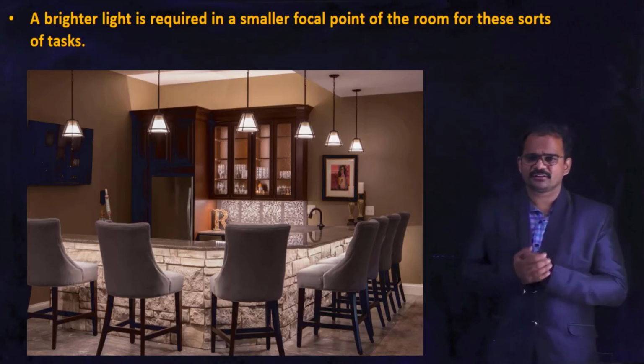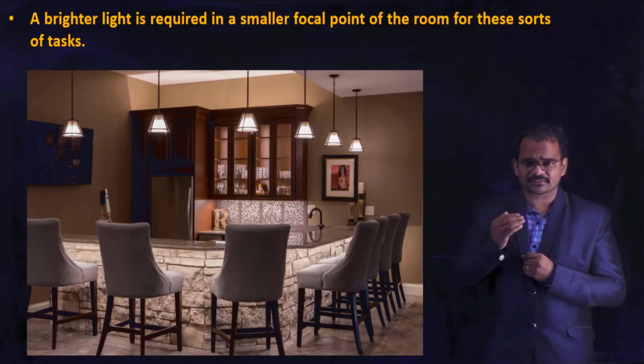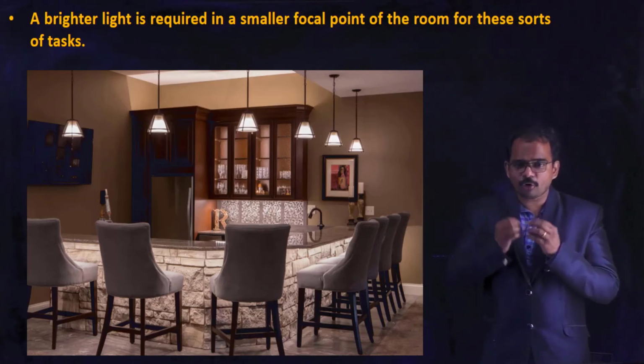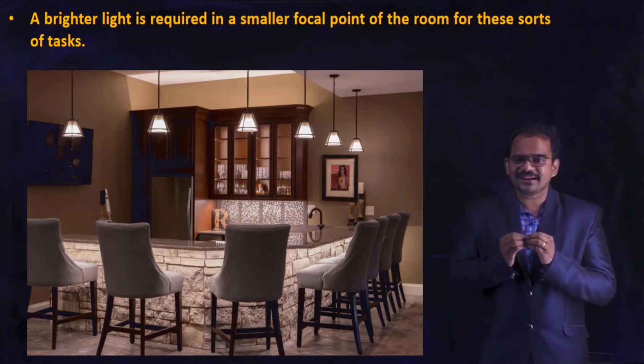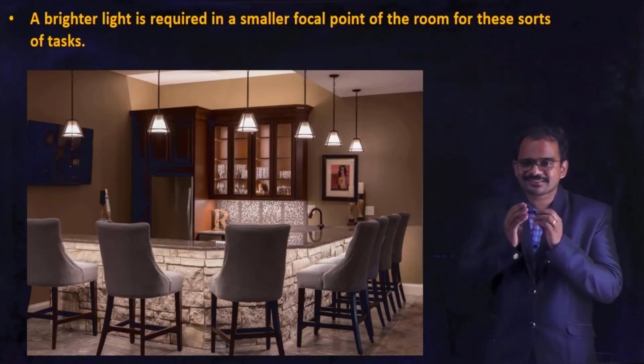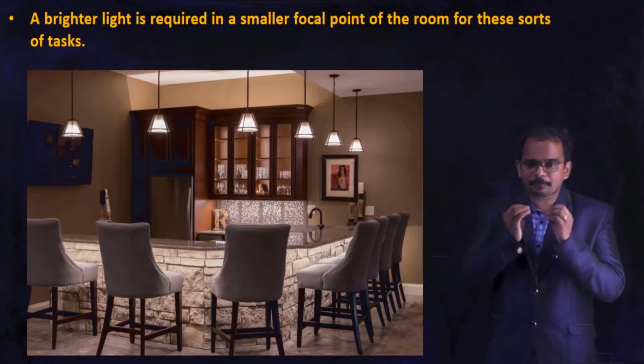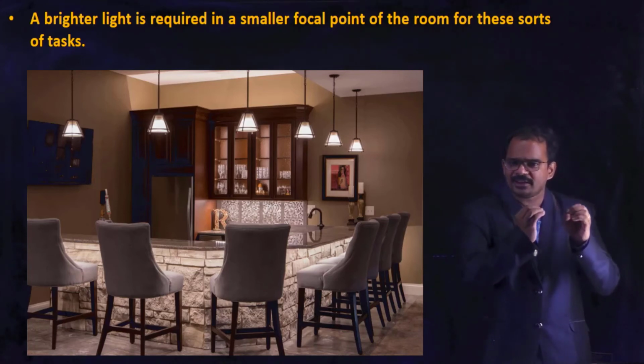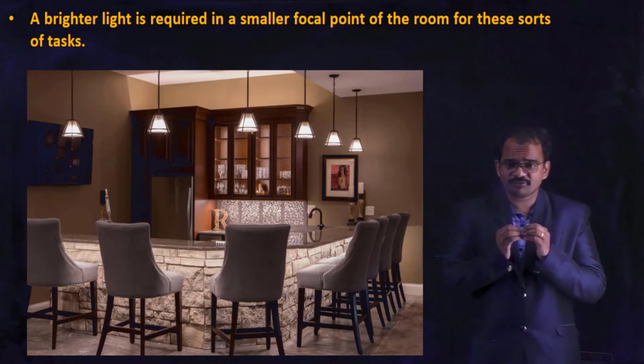So altogether, all the 3 types of lighting, that is the ambient lighting, accent lighting and task lighting, will be used in our day-to-day lives, either singly or in combination, in order to get the desired effect. So all these 3 lighting schemes should be properly used in order to get a beautiful view of the objects, as well as a more efficient lighting.